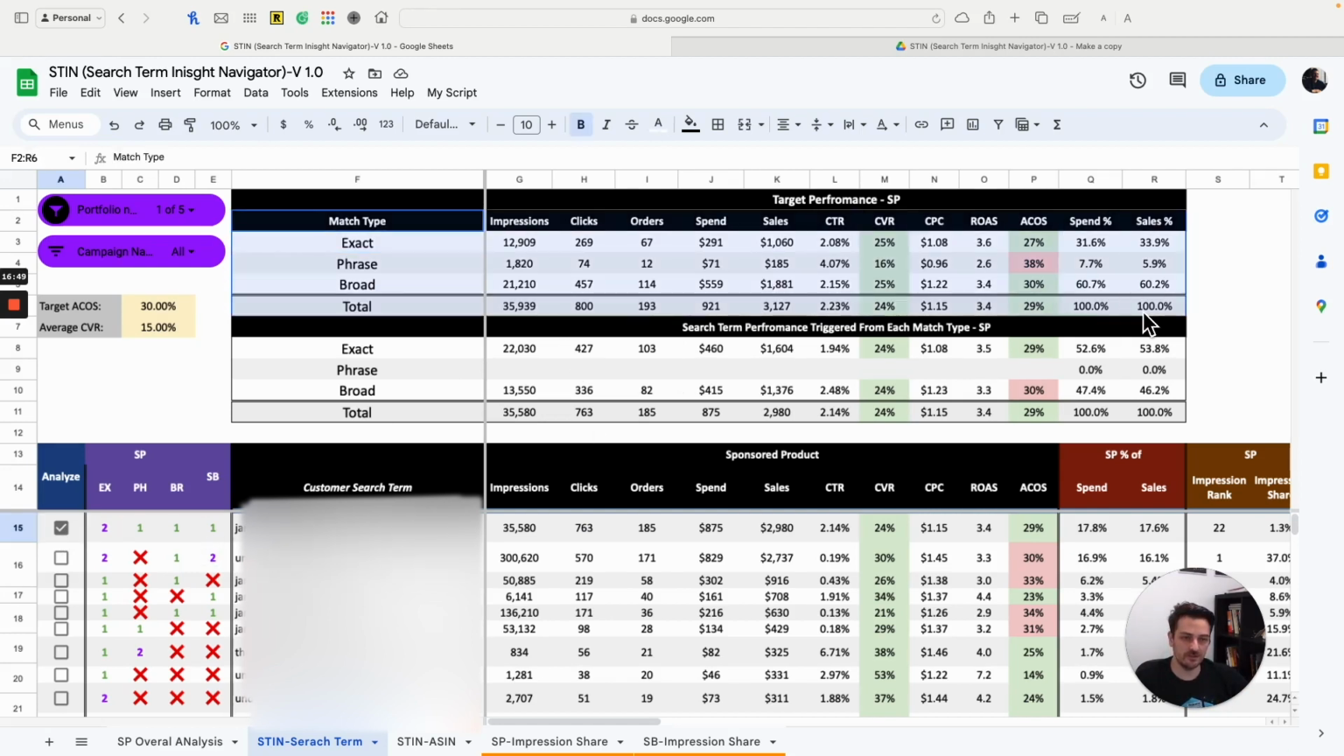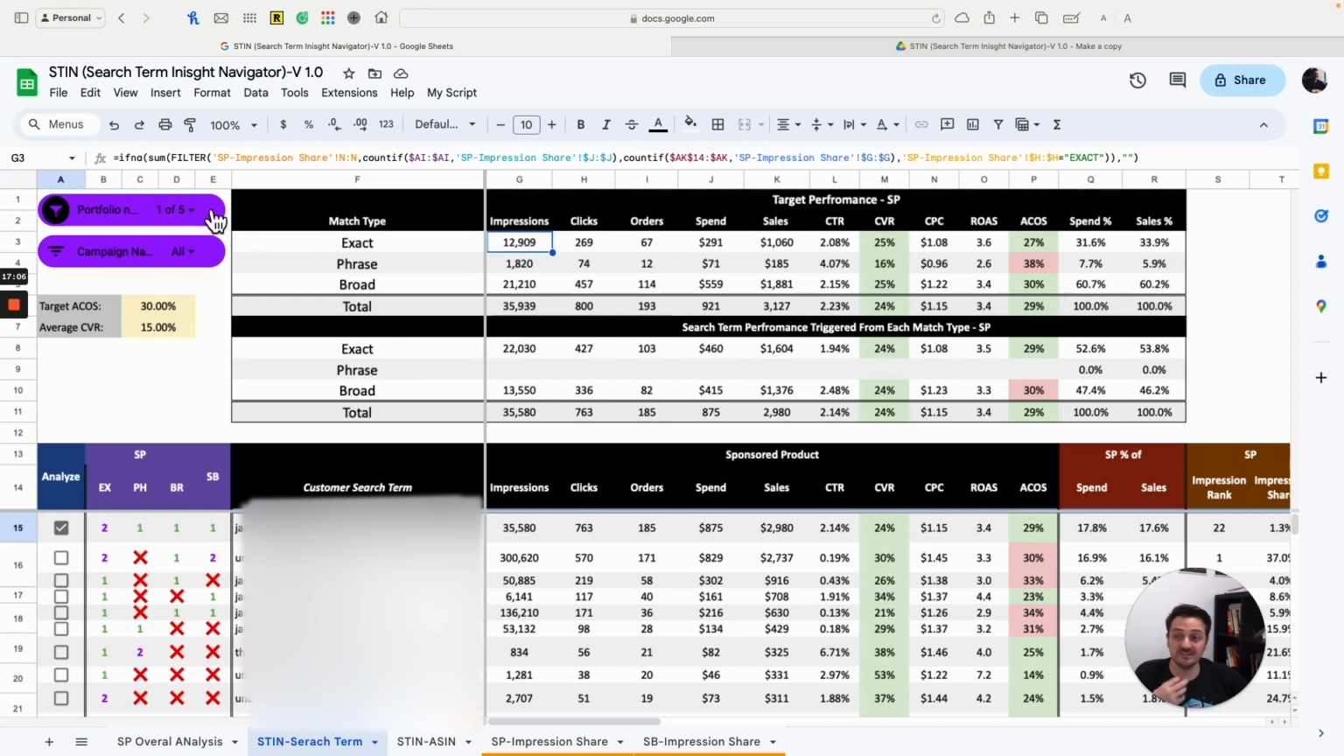The first table, as you can see on the top, says targeting performance in sponsored product. It shows you the performance of this term as a target in different match types. So let's say this search term is ankle brace. What is the performance of ankle brace in this portfolio as exact, phrase, and broad? You can easily compare them. What percentage goes to each? What is the ACOS? What's the conversion rate?